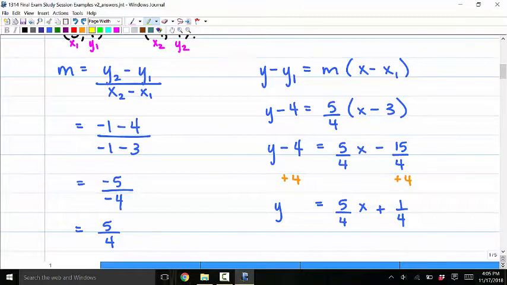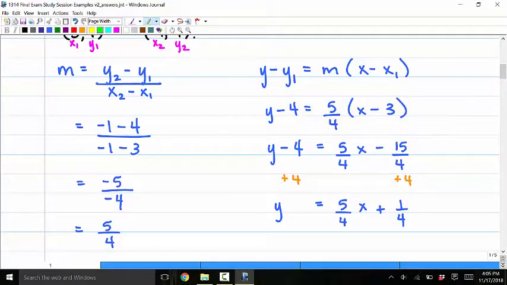Now I'm going to use my point slope formula. y minus y1 equals m times quantity x minus x1. I know that y1 was 4. I know that my slope is 5/4. And I know that x1 is 3. This is the equation of a line through the points (3, 4) and (negative 1, negative 1), but that is in point slope form. The directions wanted it in y-intercept or slope-intercept form.